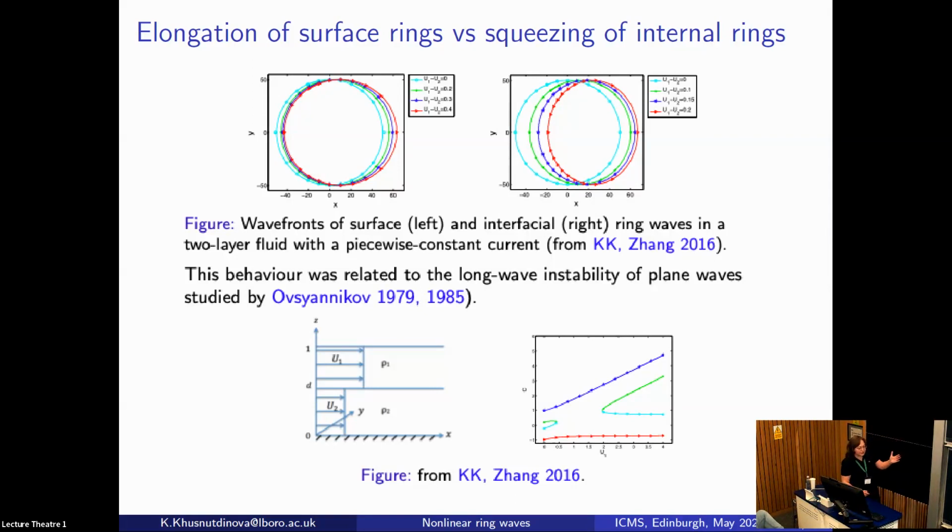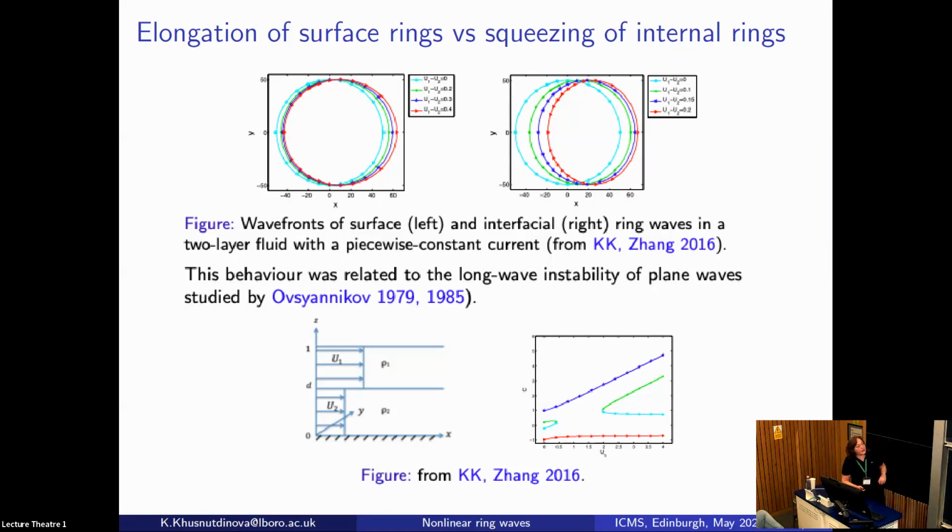Because there is a current, waves propagate with different speeds in different directions, and there is a nonlinear first order ordinary differential equation, which we now call the angular adjustment equation, which essentially plays the role of a linear dispersion relation in this setting, the long wave dispersion relation.